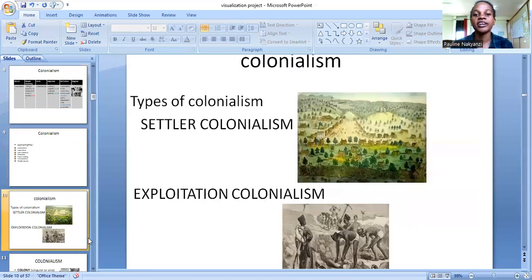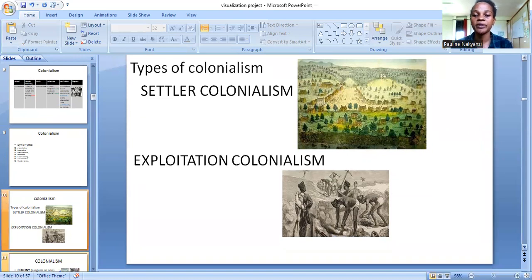Still again, under colonialism, we have the types of colonialism, where there is settler colonialism, and the picture shows that there are very many houses on the hill, around the hill, which means settler. And then there is exploitation colonialism, where in the picture we see people working so hard, and there is one standing, meaning that the people are being exploited.